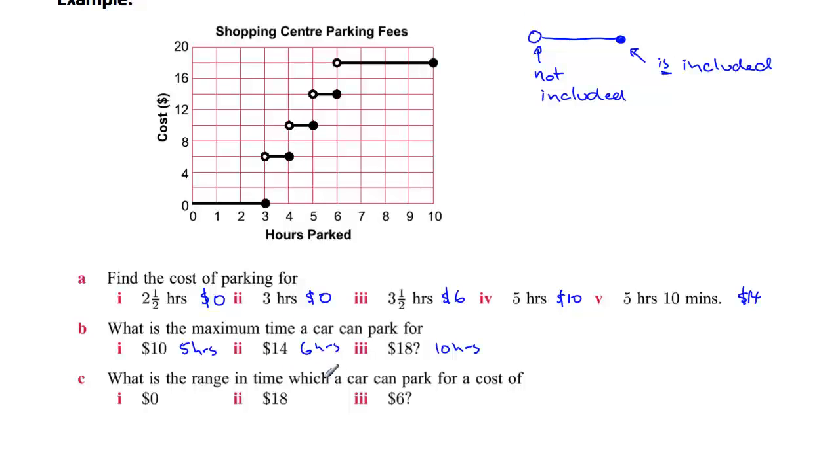Now it says, what is the range in time which a car can park for a cost of $0? Well, the range in time would be, for this one, 0 to 3 hours. And for $18, well, it would be more than 6 hours. So anything more than 6 hours, there's your $18, and there's 6 hours, but it'd have to be greater than, so more than 6 hours. And then, of course, up to and including 10 hours.